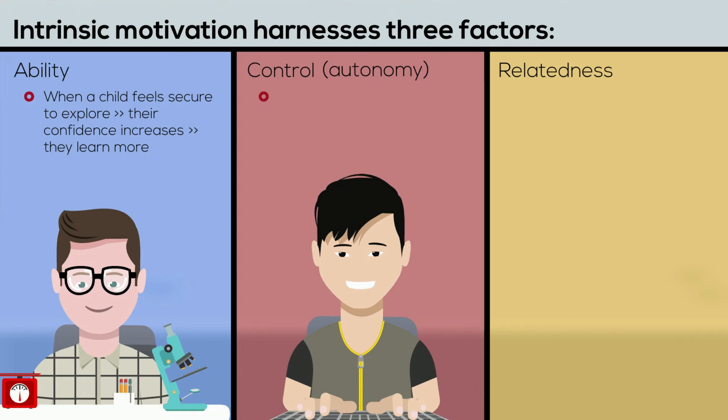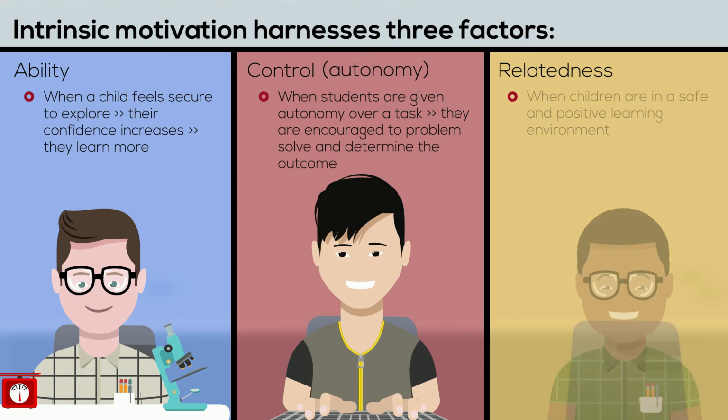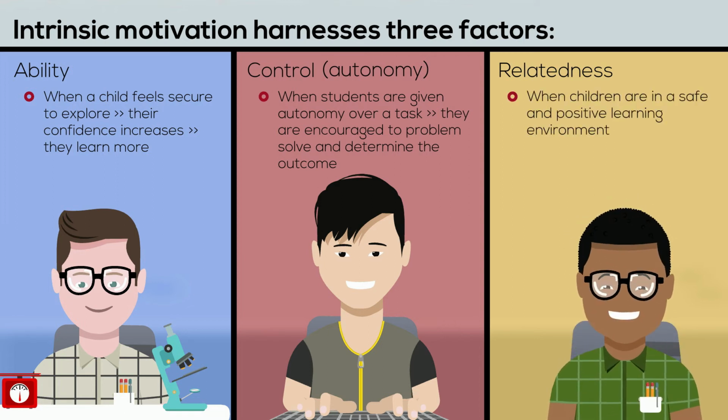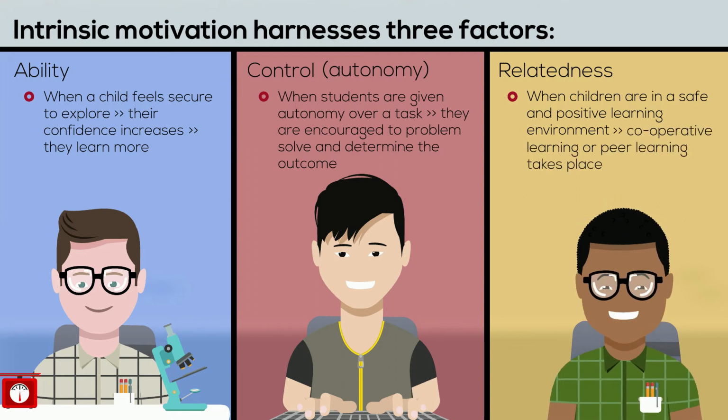For example, when students are given autonomy over a task, they are often encouraged to problem solve and determine the outcome, fostering intrinsic motivation. The third factor that encourages motivation is relatedness. When children are in a safe and positive learning environment, cooperative learning or peer learning takes place.